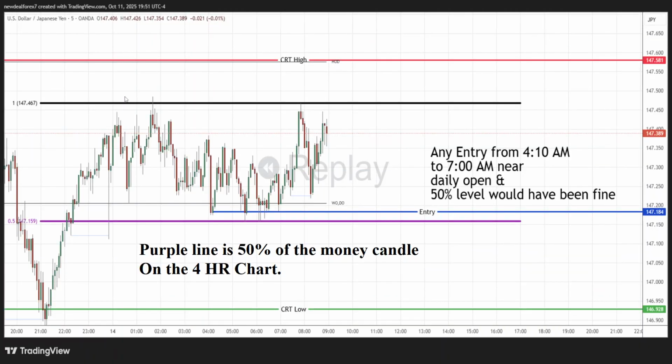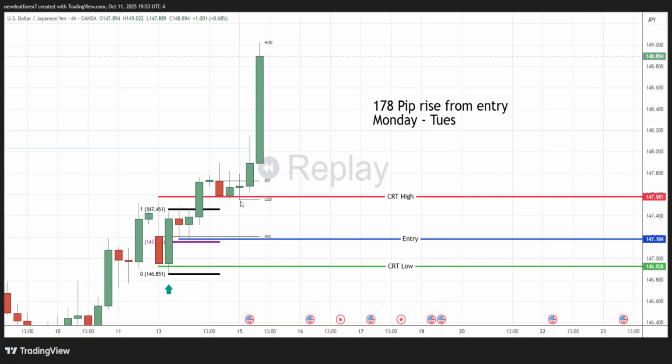All right. So we take our entry around here near 50%, and look at that result. This was the entry right here. Price broke out of the range. And remember, I told you those strong moves. Bang. Between Monday and Tuesday, price rose 117 pips. So if you had a 10 pip stop loss here, this is a 1 to 7, well, actually a 1 to like 18 risk to reward.